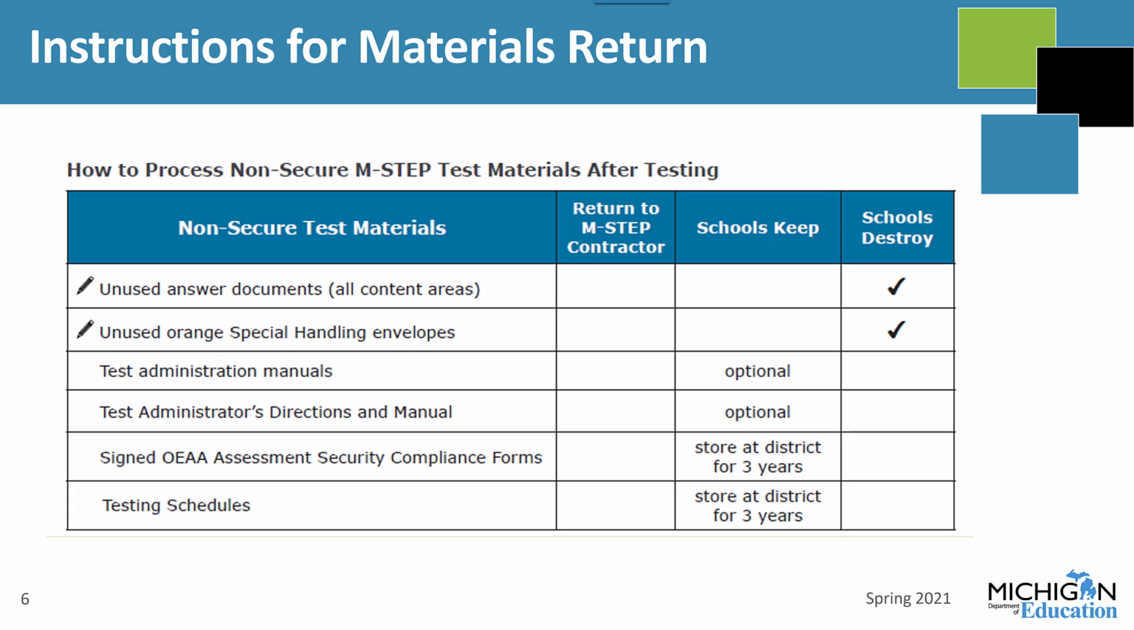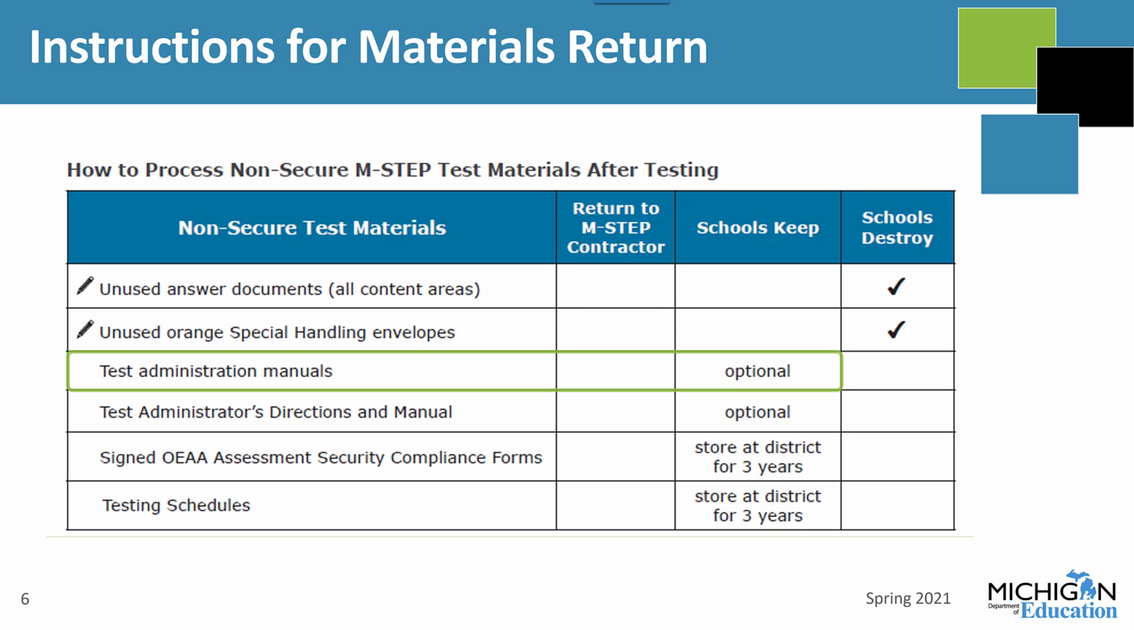Here's the table for non-secure test materials. It's on the same page in the TAM, page 66. Make sure you're reviewing the TAM as you get your materials ready so that you don't miss anything. Again, you'll notice that there's a whole column that's empty here, the Return to MSTEP Contractor column. Of course, that's because non-secure materials don't need to be returned.